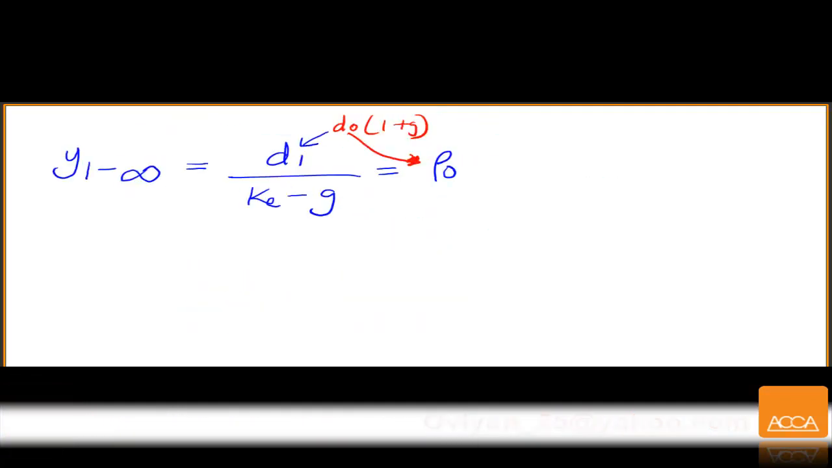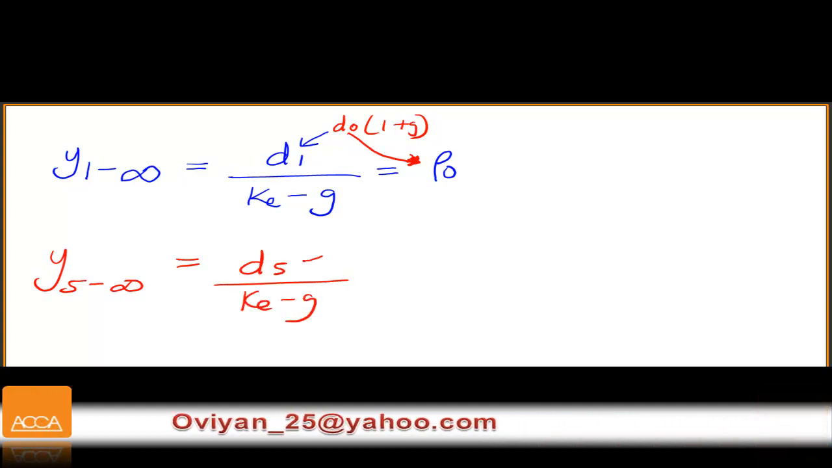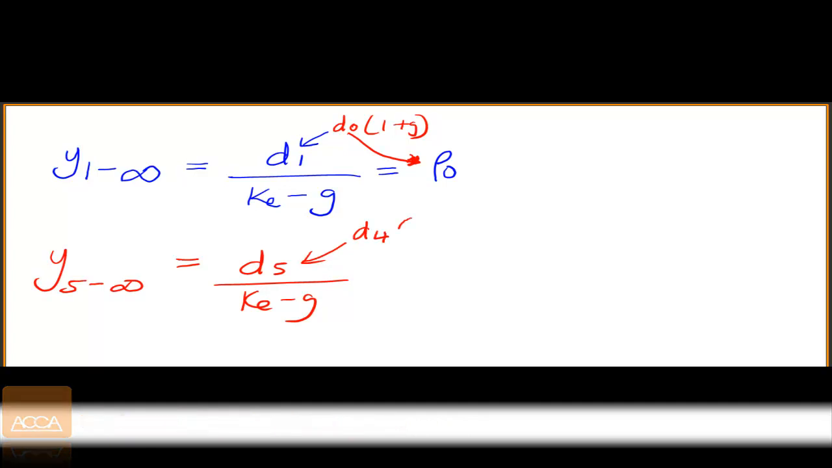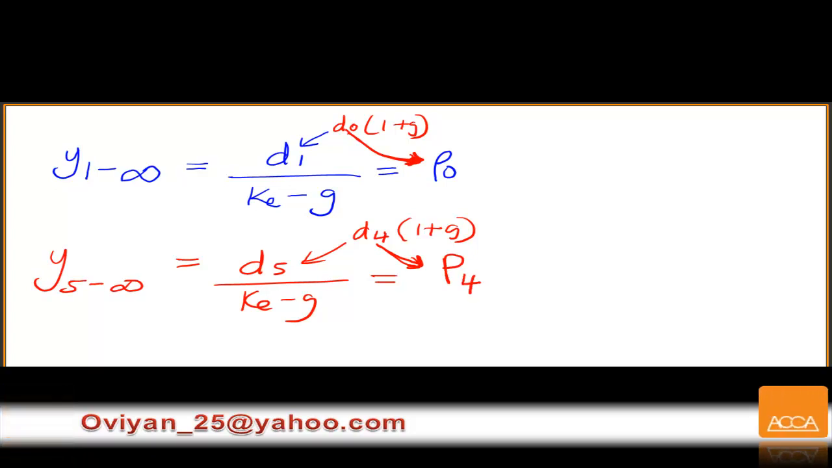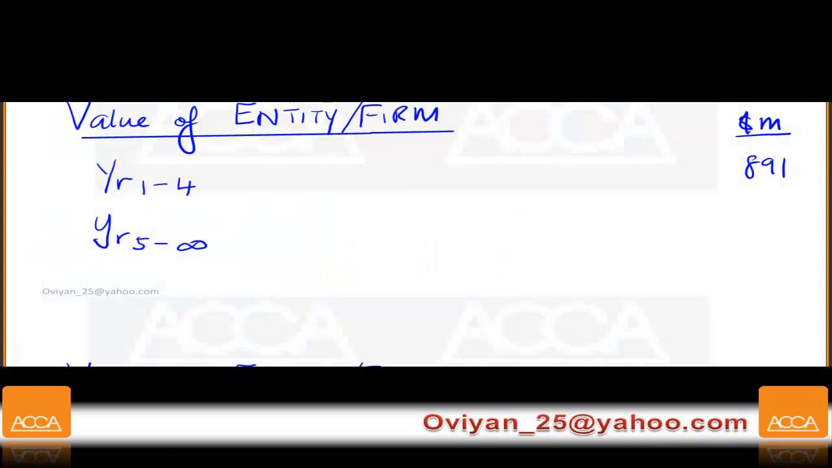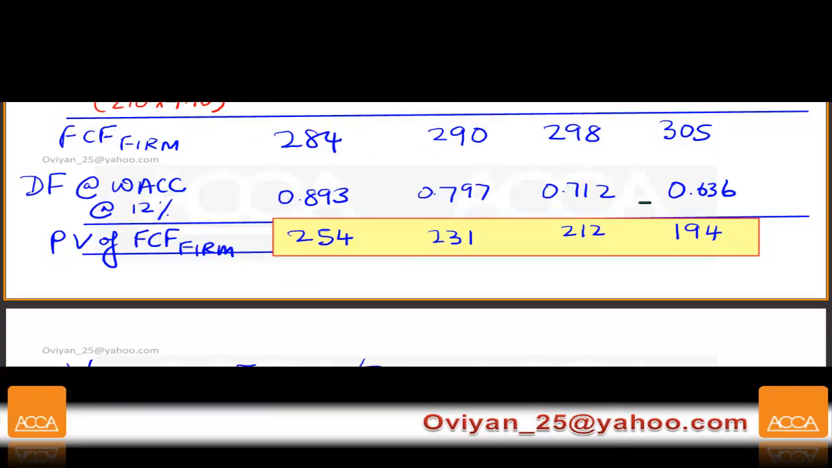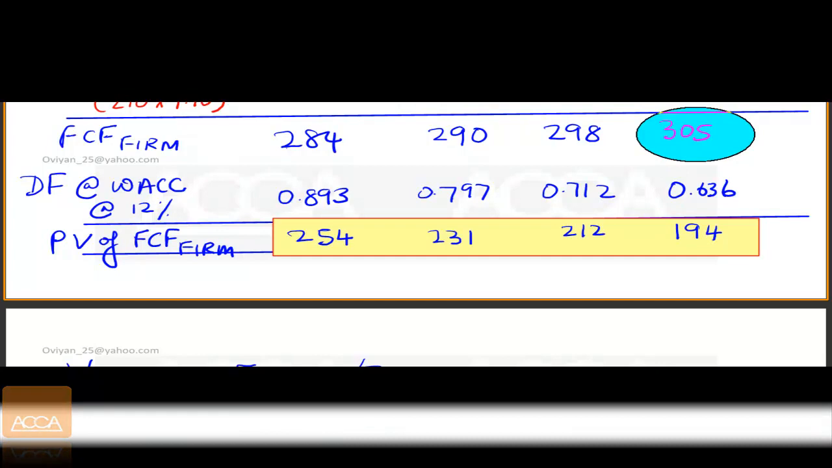But let's say, for example, if I'm going to find year 5 to infinity, then I'm going to use D5 over KE minus G. D5 is actually D4 multiplied by 1 plus G. So the value that you're going to get, if you look at it here, D0 is P0, D4 is actually going to be a P4 value. It's going to be a P4 value. This is a P4 cash flow.